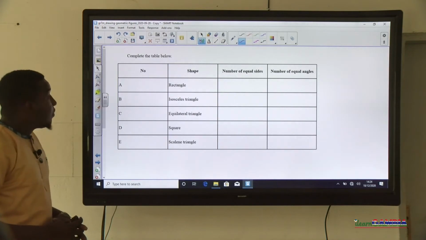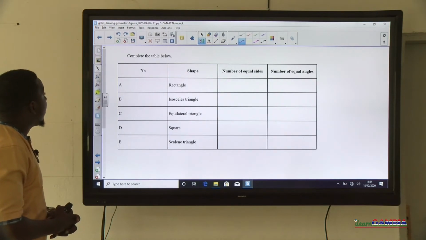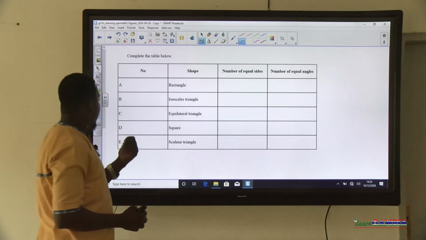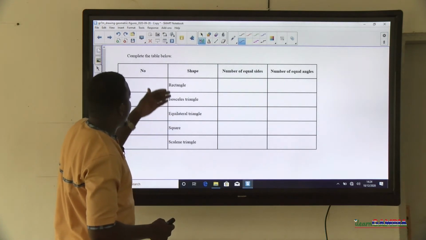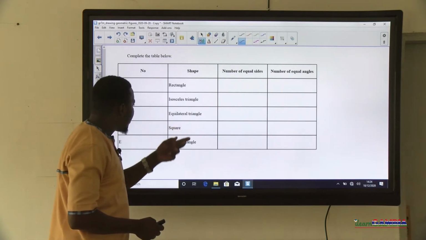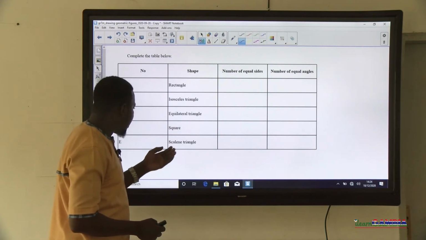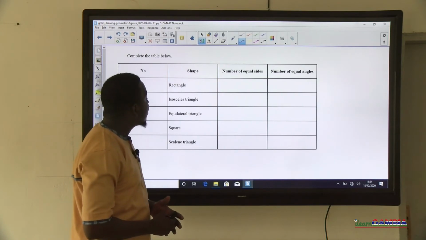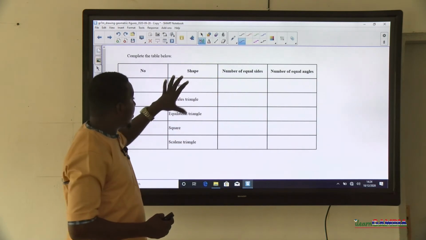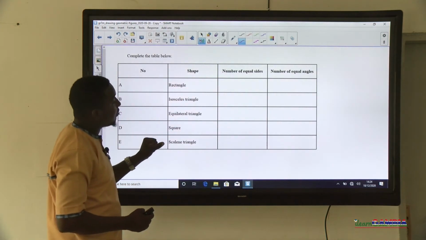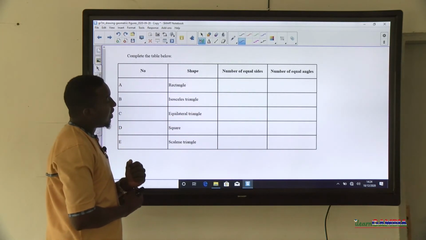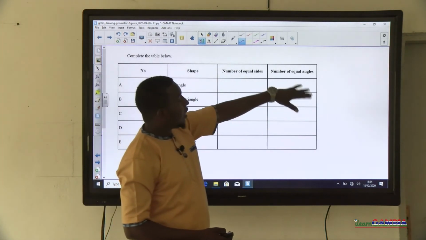Again, we have another table. It says complete the table below. We have from A to E. We are given the shapes as rectangle, isosceles triangle, equilateral triangle, squares, and scalene triangles. We are asked for the numbers of equal sides. That is, if we have such plane shapes, we want to know the number of equal sides that they have and the number of equal angles that they have.